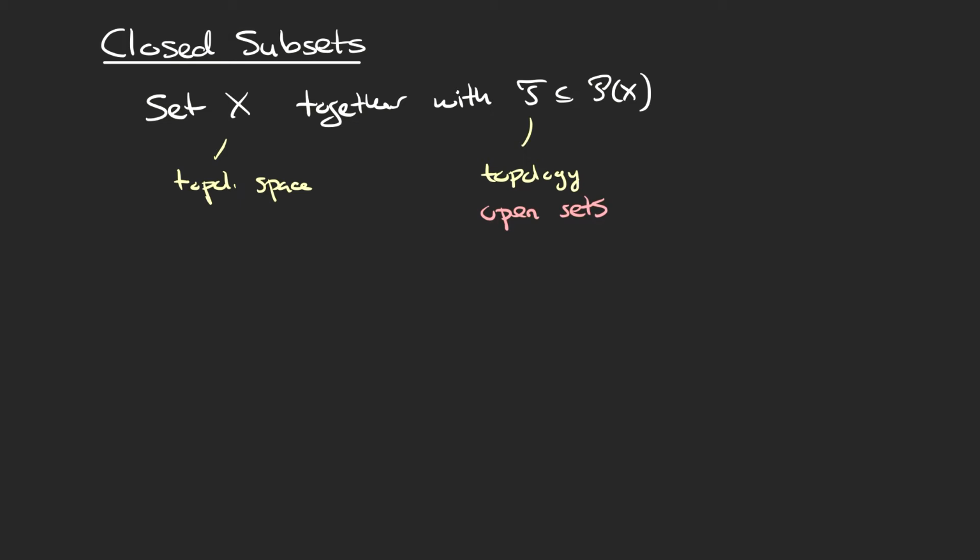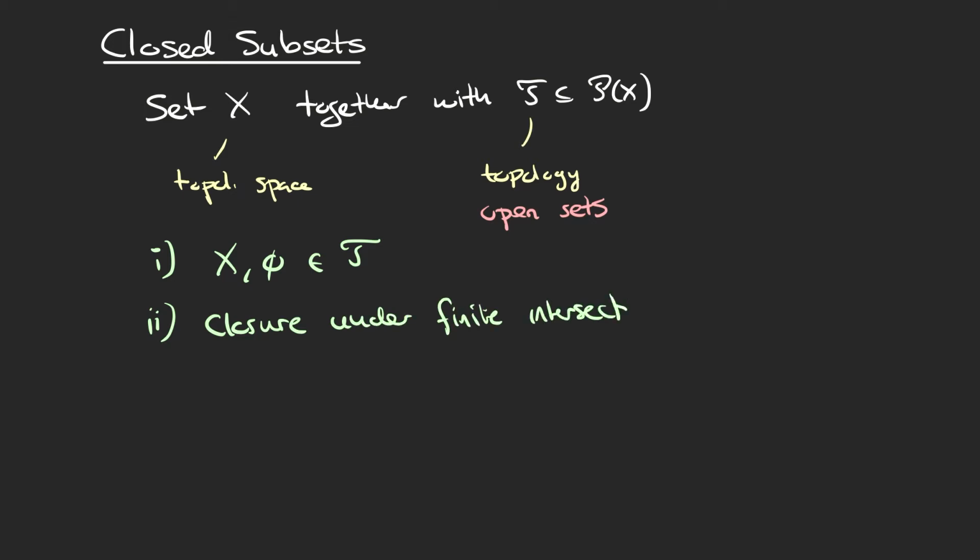So the first axiom was that the entire space X and the empty set need to be open. The second axiom was that the open sets are closed under finite intersections. And the third axiom was that the open sets need to be closed under arbitrary unions. So that's first, X and the empty set are contained in the topology. Two, we have closure under finite intersections. And third, we have closure under arbitrary unions.